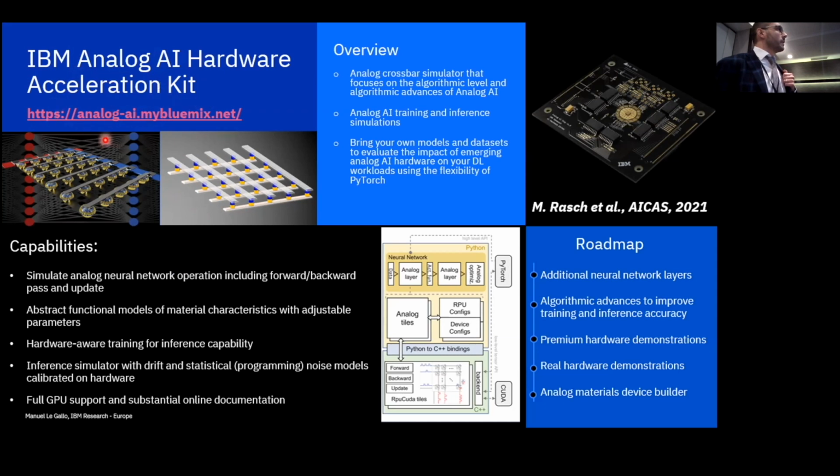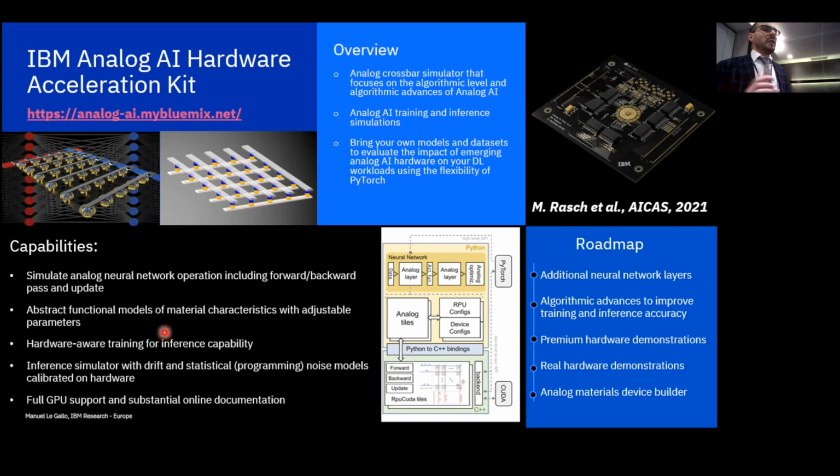You can access it at this URL. It's fully open source, so there is a GitHub repository that can simulate essentially the whole operation of an analog neural network. That includes the forward pass, the backward pass, and the update. So this can be used for both inference and training.